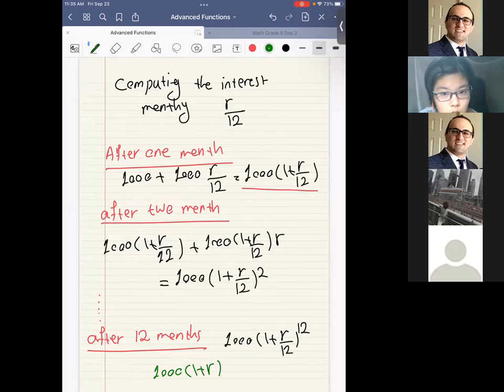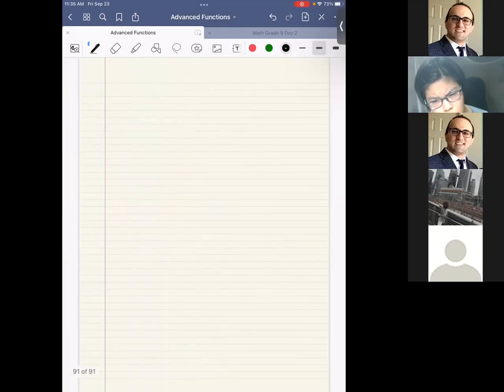You can just use your calculator and assume that R is, for instance, 10%, 1 over 10. If R is 1 over 10, then after 1 year, what you get if you compute normally? You get 1,000 plus 1,000 times 1 over 10, which is 100. So you get 1,100. How about when you compute it monthly? So let's compare these two numbers.